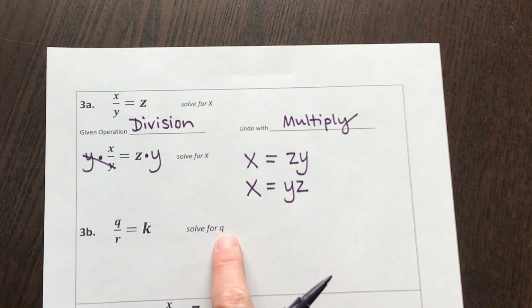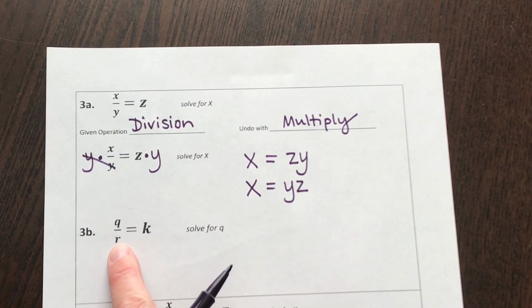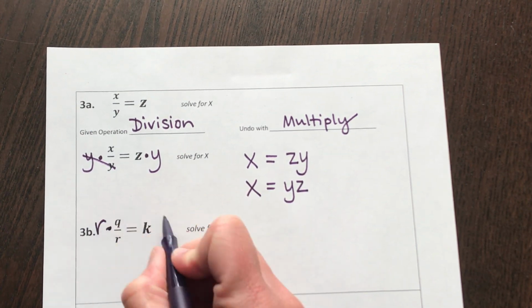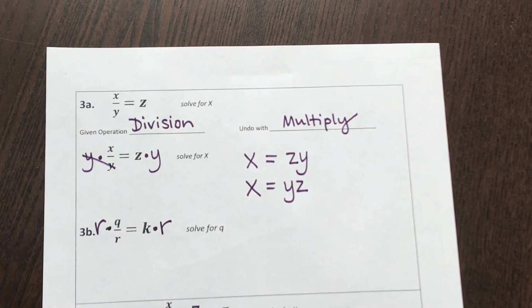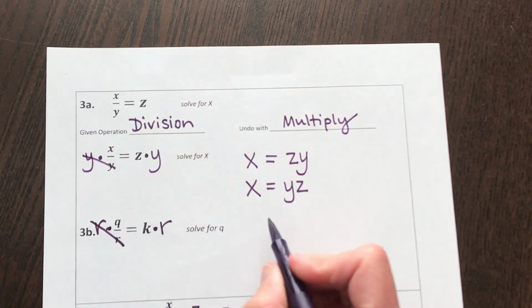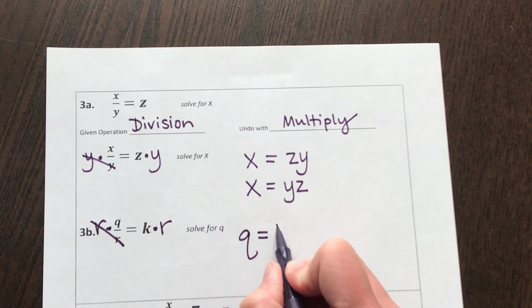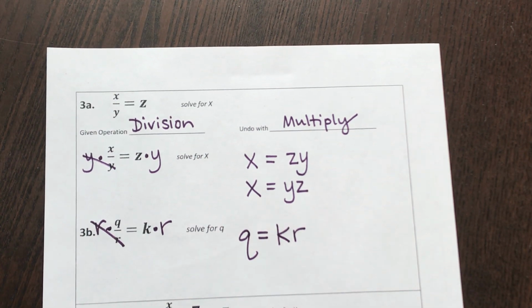Now again, if I want to solve for q, I need to undo the divide by r. So I'm going to multiply both sides by r. So in this case, now I have q is equal to k times r.